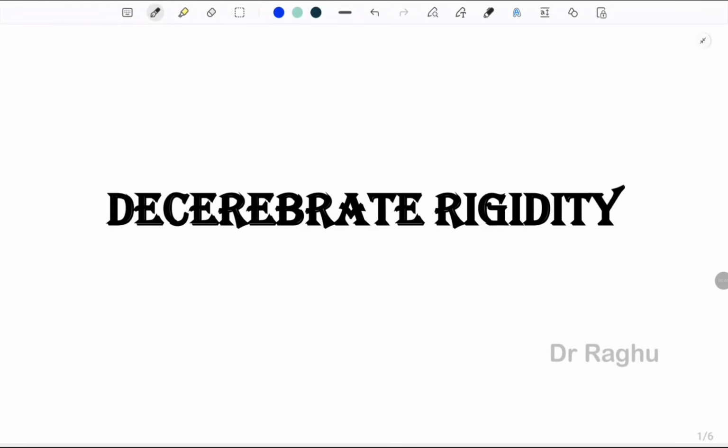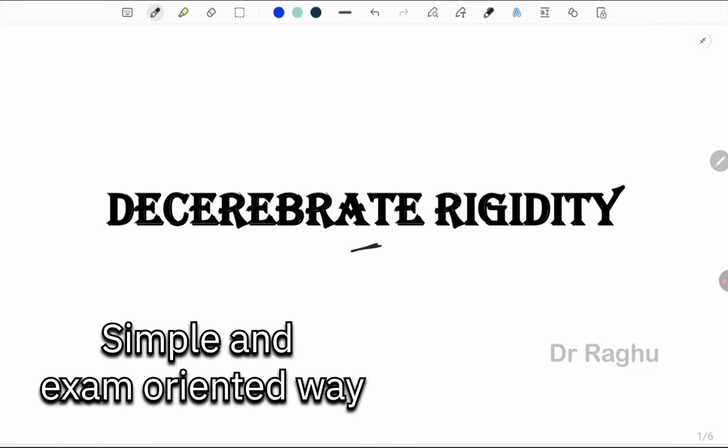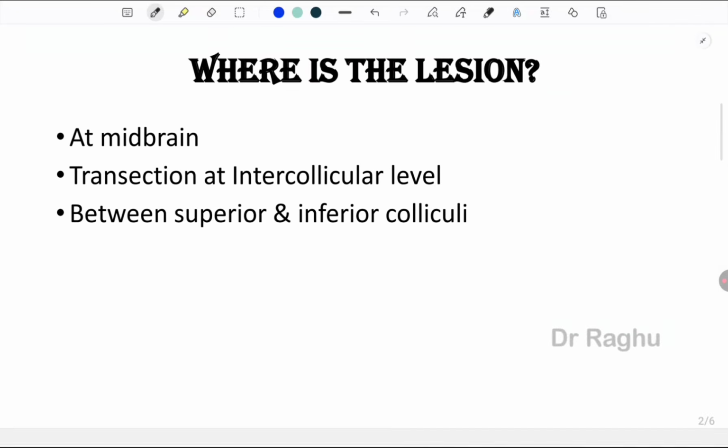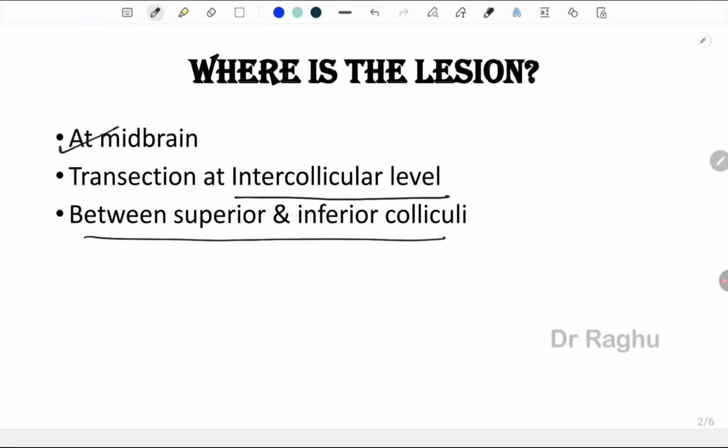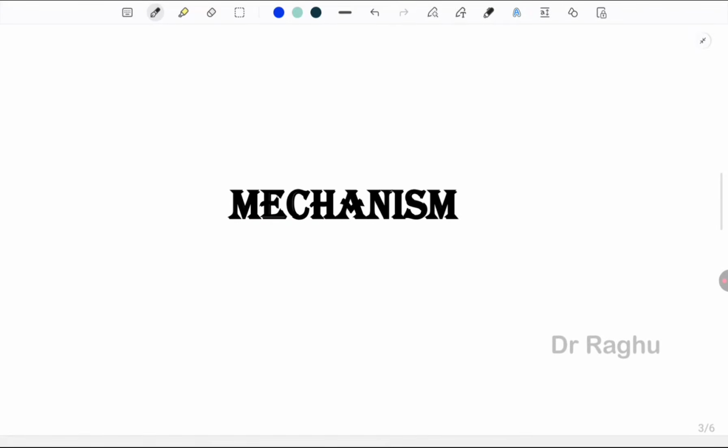Welcome back, friends. In this video, we will clearly understand the concept of decerebrate rigidity in a simple and exam-oriented way. The first thing you should remember for your exams is the site of lesion. It is in the midbrain between the superior and the inferior colliculi, also called intercollicular level. Very much clear. Now let's understand the mechanism behind decerebrate rigidity.